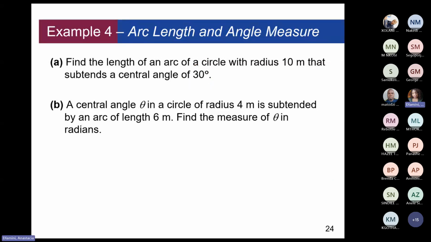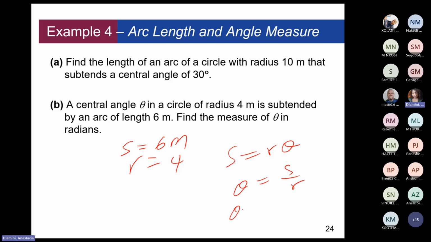Guys, what are we given? The radius and the arc length. The arc length is 6, and the radius is 4. So we know S equals r theta, then we know theta is equal to S over r. Then what is S?